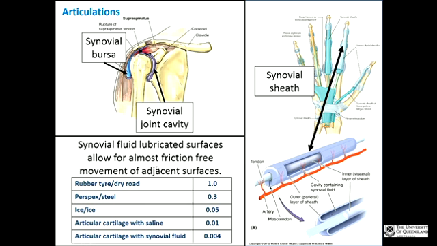And synovial fluid in joints is very important because it reduces the friction such that articular cartilage with synovial fluid has a coefficient of friction which is incredibly low, which means it's very slippery. Much more slippery than even having an ice cube rubbing on another smooth ice cube. That's how slippery your joints are.